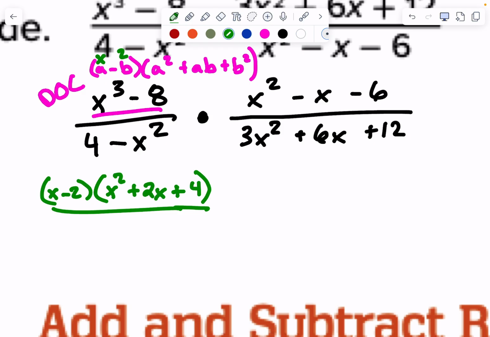It's a difference of squares. Okay, but I'm going to do one thing first, before we factor the difference of squares.